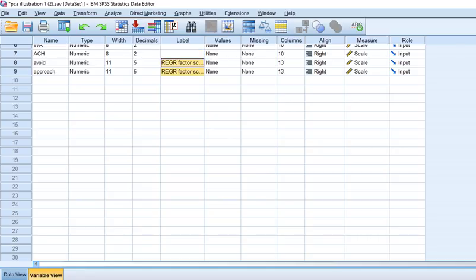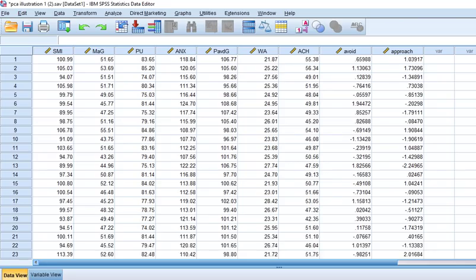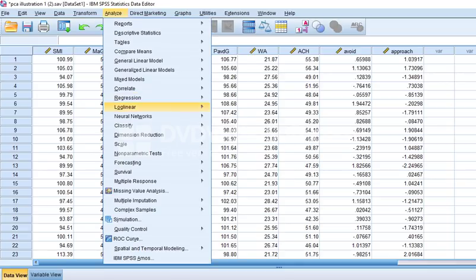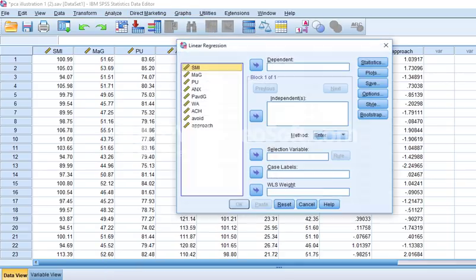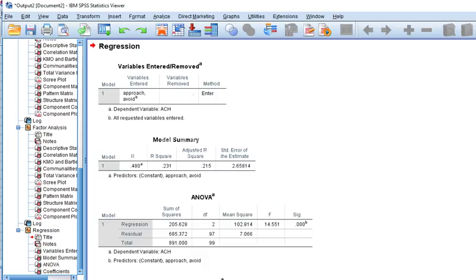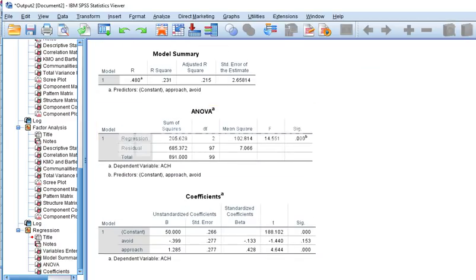So I'll run really quickly a regression analysis with achievement as the dependent variable and these two variables as predictors. When I run the analysis, you can see that the R-squared value is 0.231. It's statistically significant. You can see that avoidance was negatively predictive of achievement, although it was not significant. So we're going to infer that there's no relationship between avoidance and achievement. Whereas with approach, there's a positive predictive relationship between approach motivation and achievement.